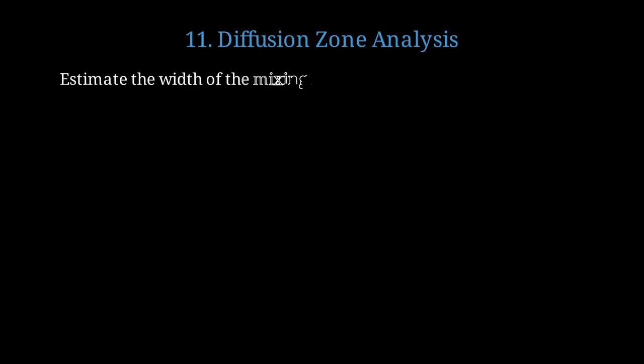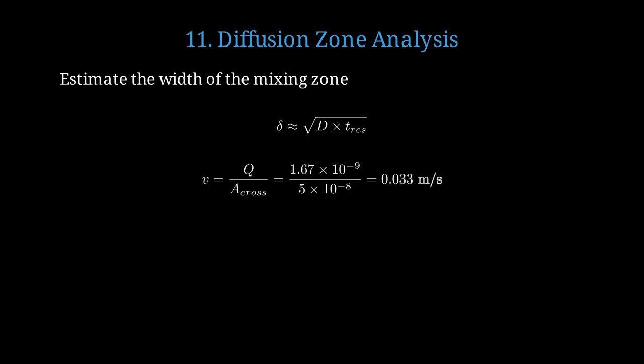Let's estimate how wide the diffusion zone becomes as fluids flow through the channel. Diffusion layer thickness equals the square root of diffusion coefficient times residence time. Average velocity equals flow rate over cross-sectional area, 0.033 meters per second, or 3.3 centimeters per second. Residence time equals channel length over velocity, 2 centimeters over 3.3 centimeters per second equals 0.6 seconds.